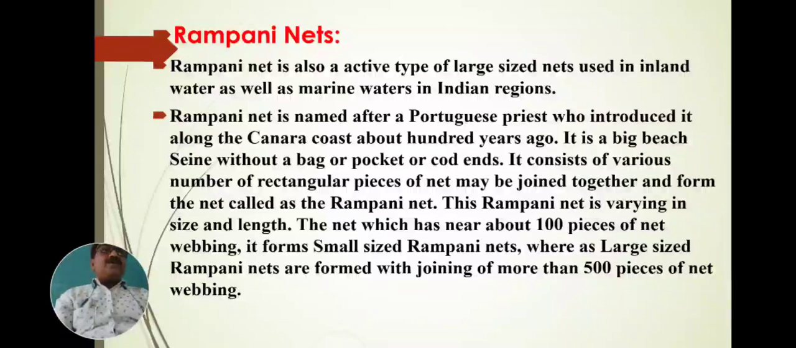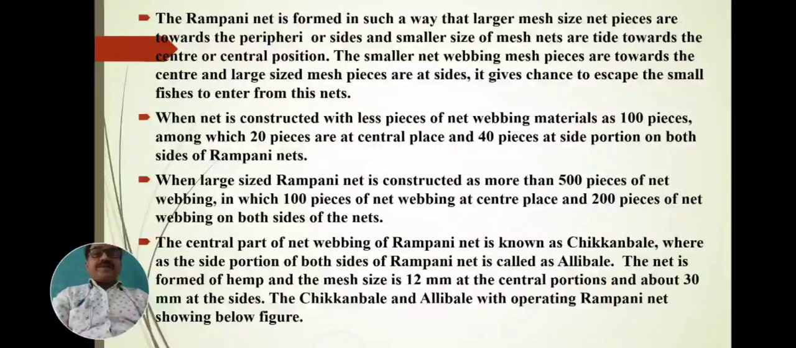When the Rampani net is constructed, depending upon the rectangular size of net webbing, when 100 pieces of webbing are used, then it is a small size Rampani net. And when more than 500 pieces are collected together, joined together and form the net, then that is a large size Rampani net. Small size up to 100 pieces and large size up to 500 pieces of net webbing are used to construct the Rampani net.